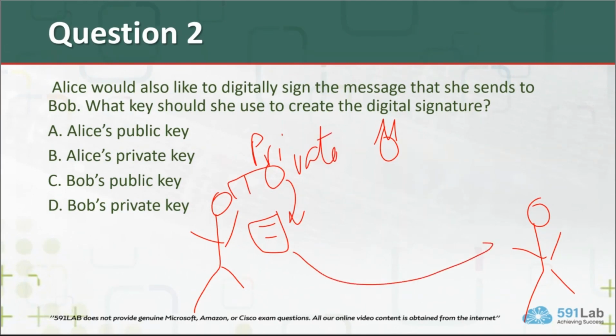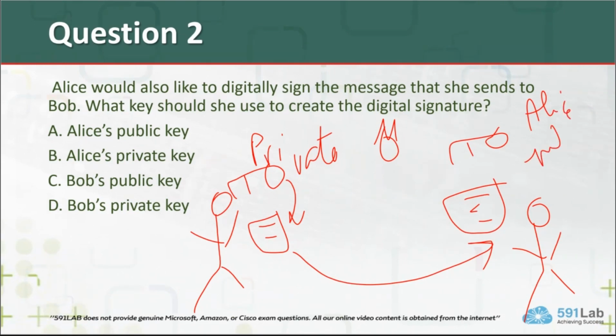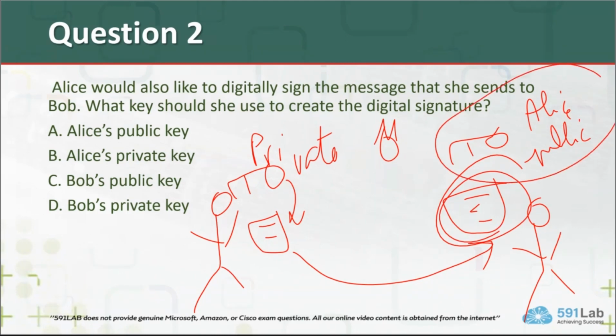So when Bob receives this message and he has Alice's public key, if he's able to decrypt the message using Alice's public key, it means that it was originally encrypted with her private key, which should exist only with her. So in this case, Bob will verify that this message really came from Alice. So to achieve non-repudiation, Alice should encrypt the message using her private key. So that's the answer here for this question.